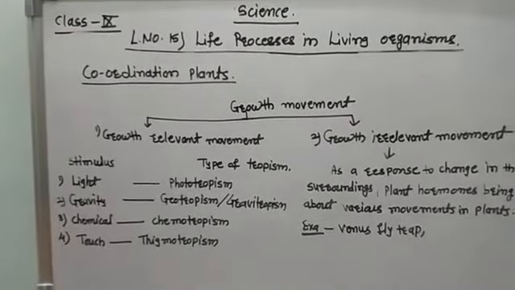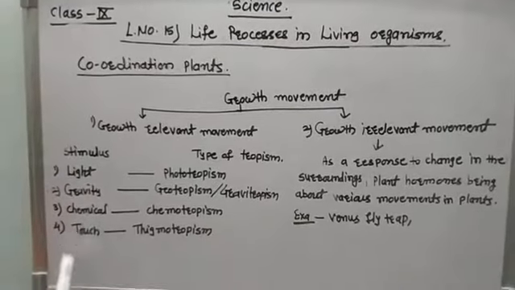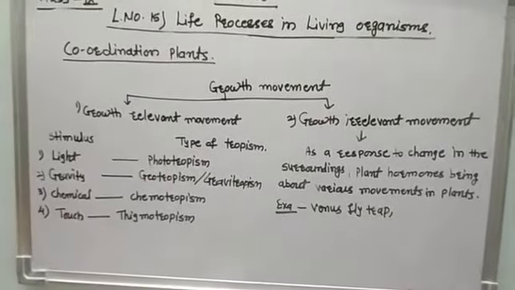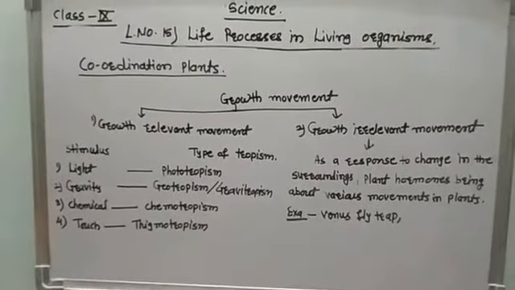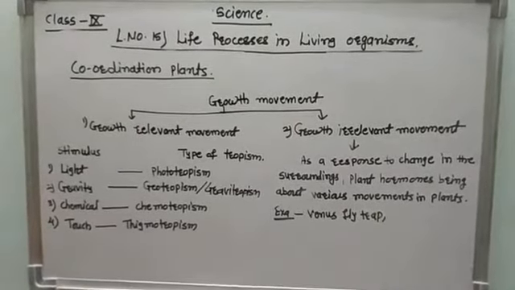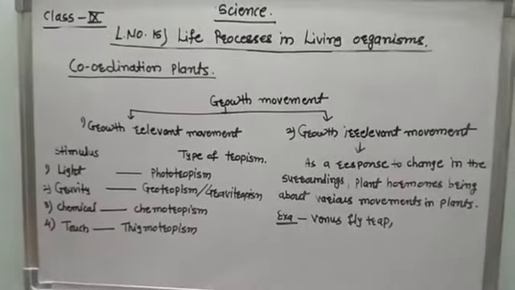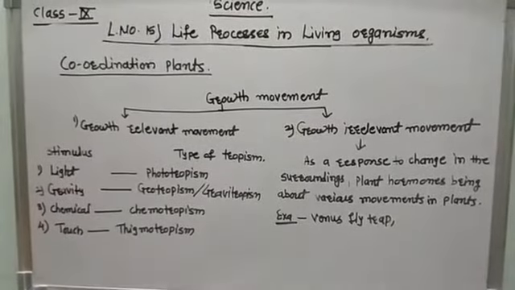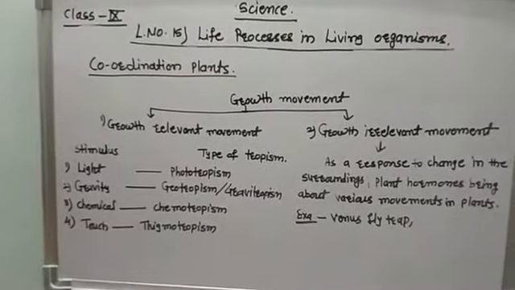Then next we have to see another stimulus, which is chemical. The plants can show a response to the chemicals which are secreted by the plant body, and towards the direction of that chemical the plant body shows growth, and that is called chemotropic movement. Here on page number 169, the example given is the pollen tube growing towards the ovule, which is also an example of chemotropism.